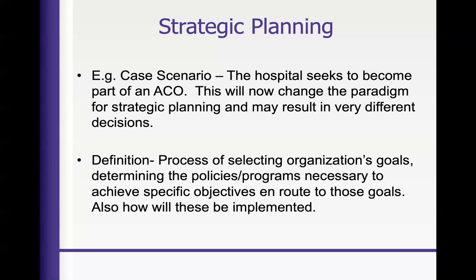The definition of strategic planning, another one, is the process of selecting organizational goals to determine the policies and programs necessary, and to achieve specific objectives en route to those goals. Also, how this will be implemented.